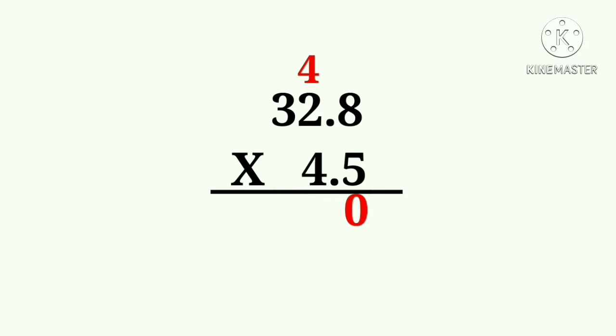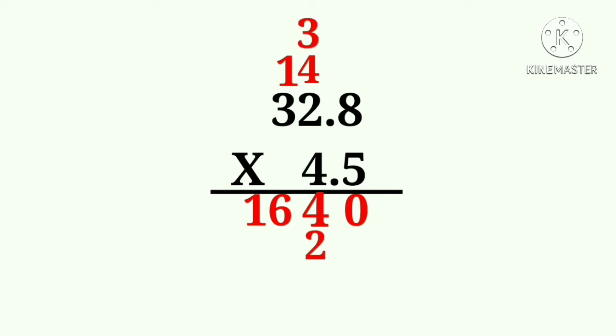Next is 5 times 2 is 10, plus 4, it will be 14. So we have now 4, regroup 1. Next is multiply 5 by 3. So 5 times 3 is 15, plus 1 is 16. Let us have now the digit 4. Let us multiply 4 by 8. So 4 times 8 is 32. So we have now 2, regroup 3.